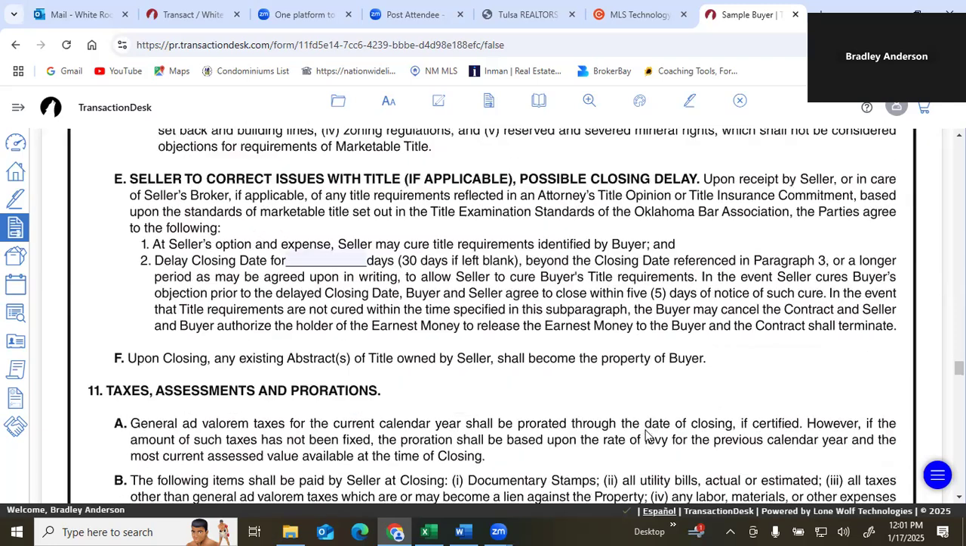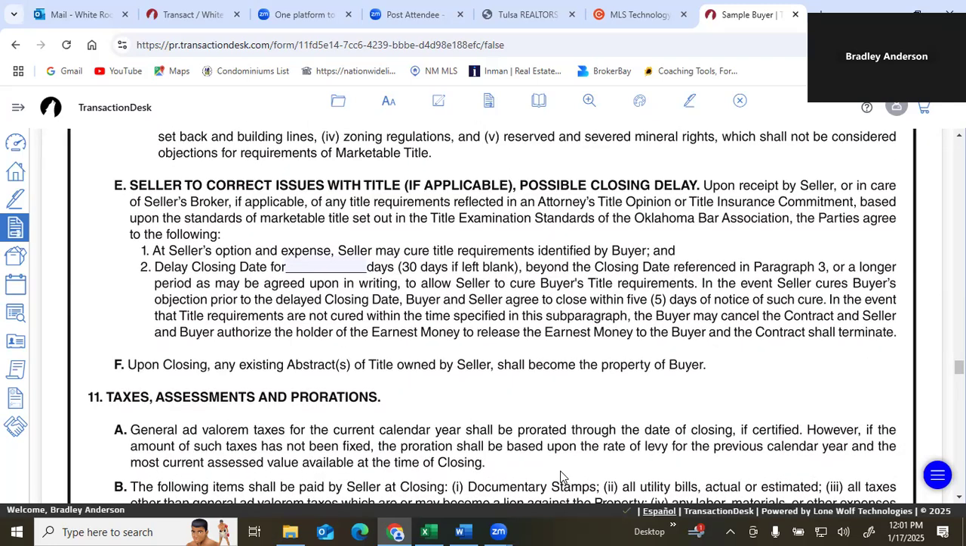The most common things I've seen that go back to a seller to cure is, hey, survey revealed that your neighbor's fence is actually on this property that I want to go buy. You need to go fix that. Or a shed or some kind of encroachment.